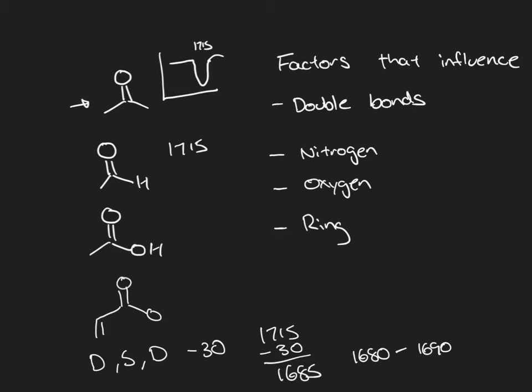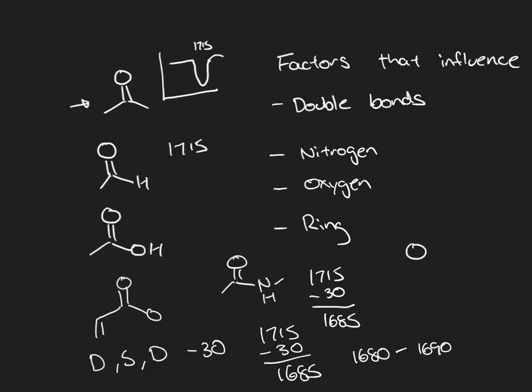And the effect of a nitrogen is essentially the same, where you'll have a carbonyl group, and then it'll be attached to an amine. Sorry, this would be an amide since it's attached to an N. And the effect is the same. So the base is 1715 of the carbonyl group, and then you'd subtract 30, which would give you 1685 as well.